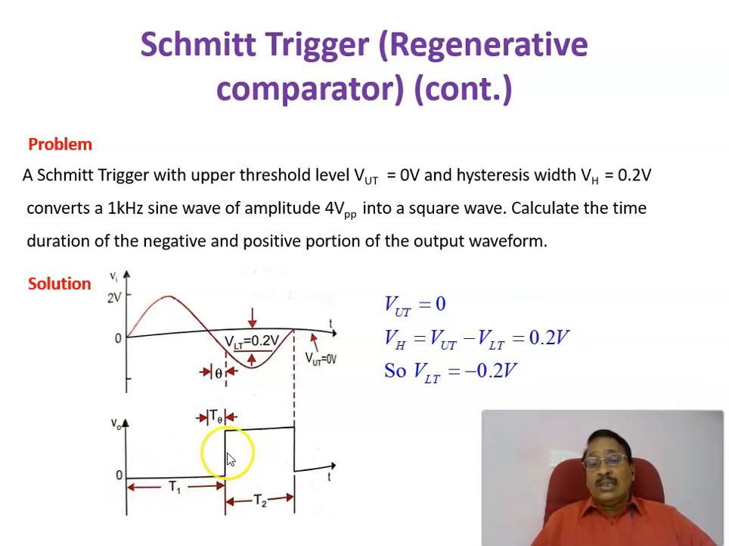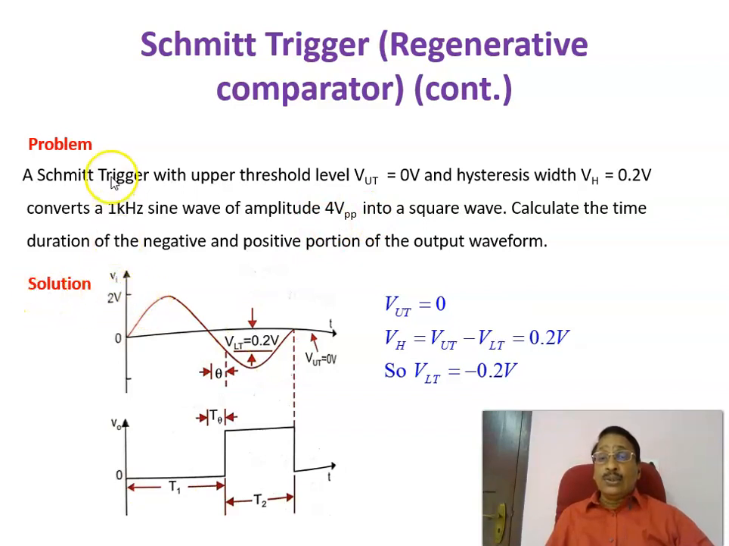What is this duration T1, and what is this duration T2, and this is the input voltage. What is given is that VUT is 0, but the hysteresis width is given as 0.2 volt. Now we are asked to find T1 and T2. That is the problem. This is the input voltage with a peak to peak value of 4 volt.